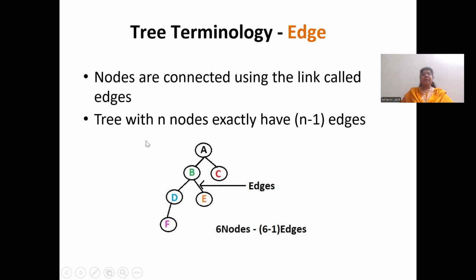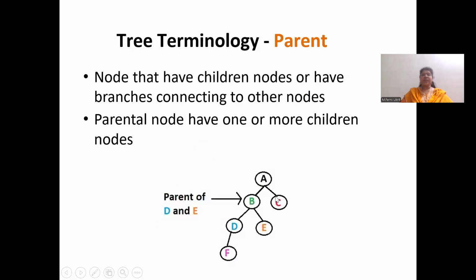One more thing, a tree with n nodes. How many nodes are here? Totally we have 1, 2, 3, 4, 5, and along with the root, it is 6 nodes. When there are 6 nodes, you can tell that it has n minus 1 edges. So 6 minus 1, 5 edges. You can see here 1, 2, 3, 4, 5. There are 5 edges here.